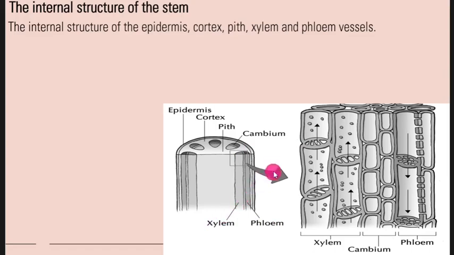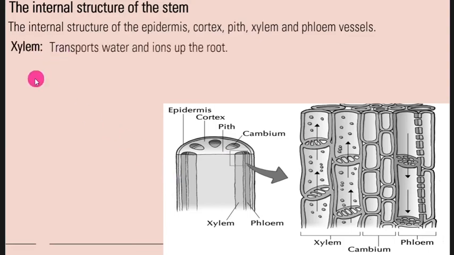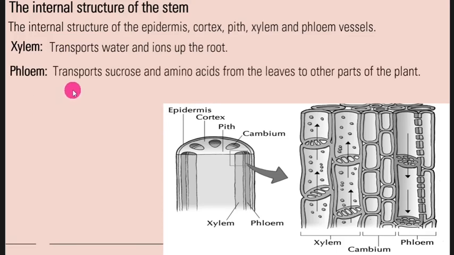All right, so when you magnify this part here, this will be the xylem here, this will be the cambium, and this will be the phloem. That is in the stem, guys. All right, so now as usual we should know that the function of the xylem is to transport water and ions up the root, and the function of the phloem is to transport sucrose and amino acids from the leaves to other parts of the plant.